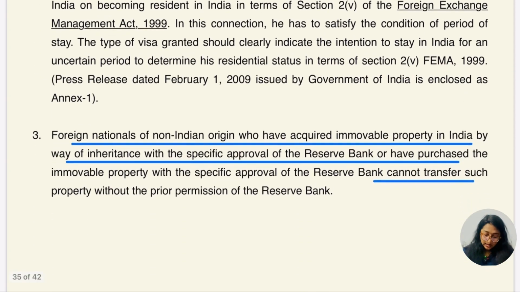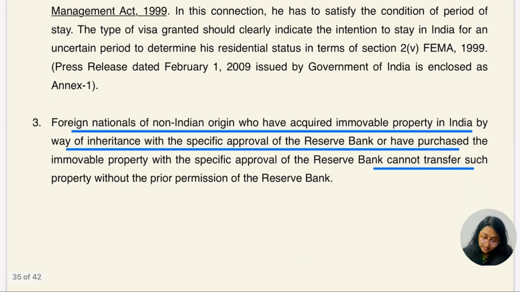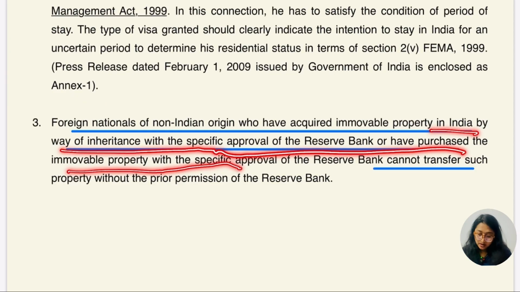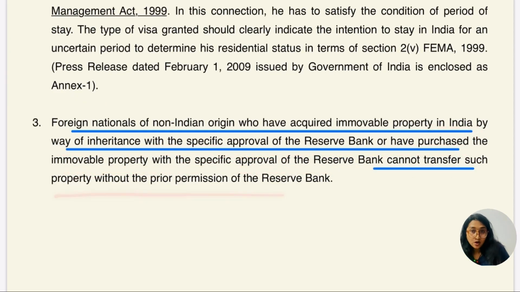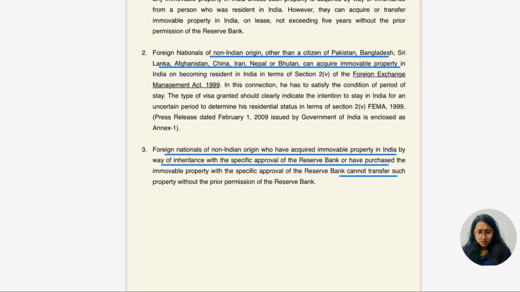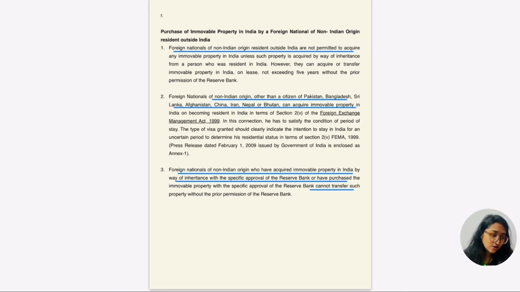The last point: a foreign national of non-Indian origin who has acquired immovable property in India by way of inheritance with specific approval of RBI cannot transfer such property without prior approval of RBI again. So, once you read out these points once or twice, you will easily be able to retain these things.